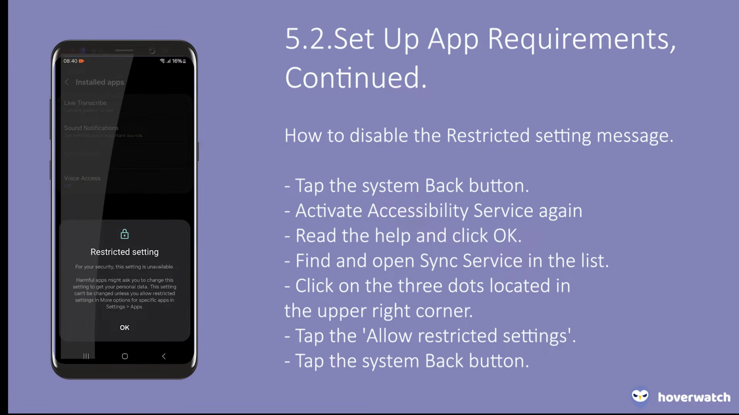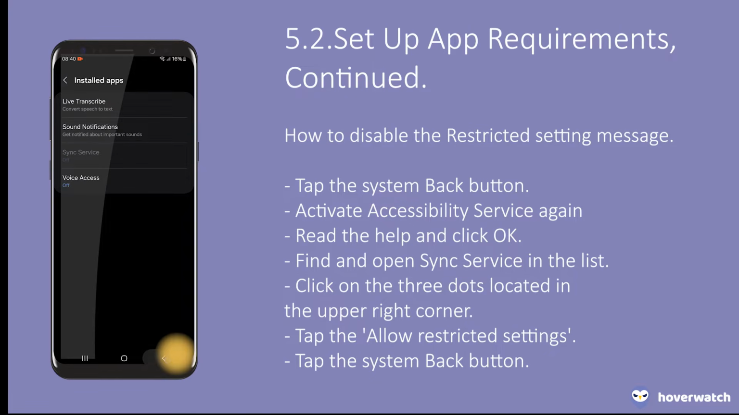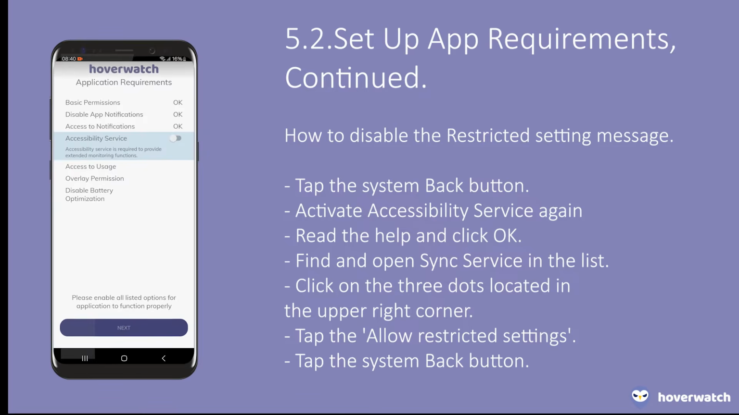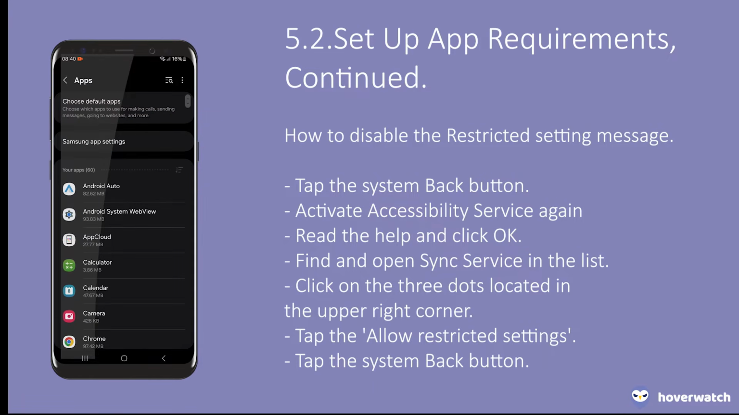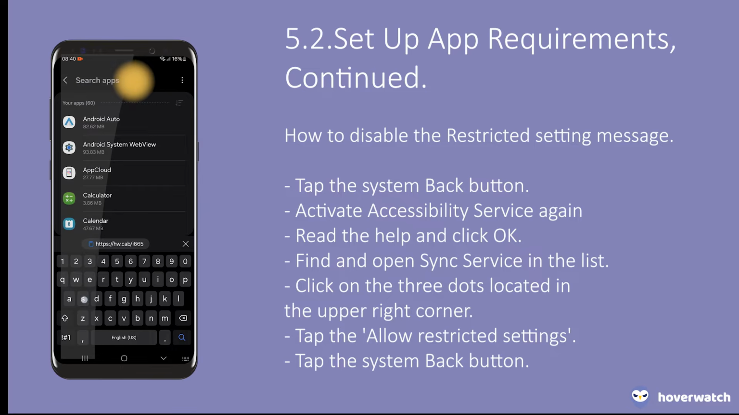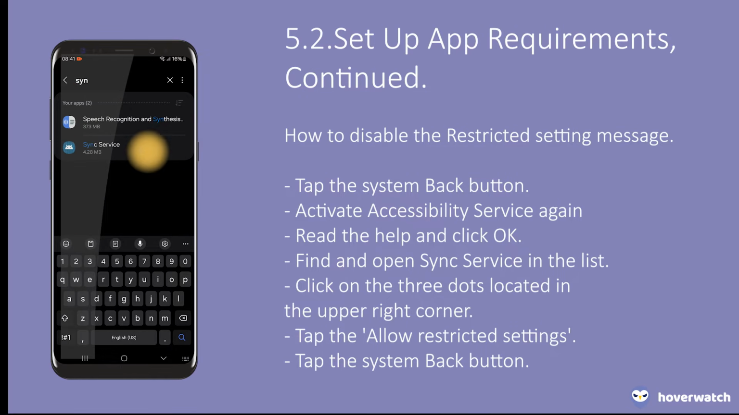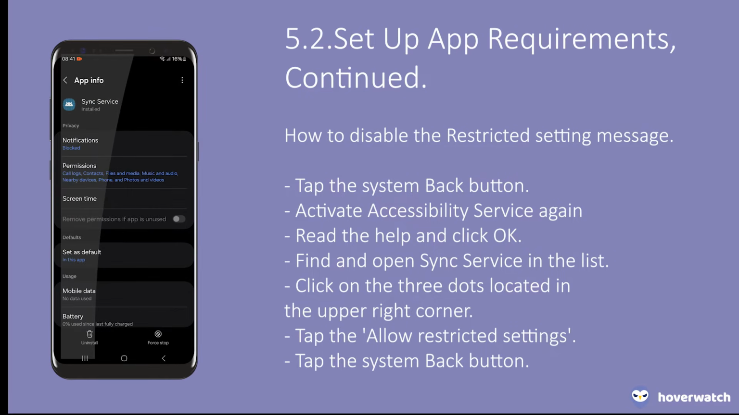If the system displays a restricted setting warning message, you need to give permission for the application to continue the installation. How to disable the restricted setting message? Tap the System Back button. Tap the System Back button. Activate Accessibility Service again. Read the help and click OK. Find and open Sync Service in the list. Next, click on the three dots located in the upper right corner. Finally, tap the Allow Restricted Settings.